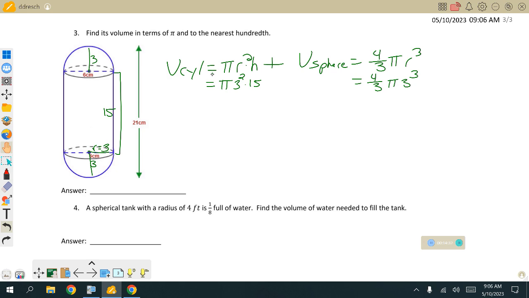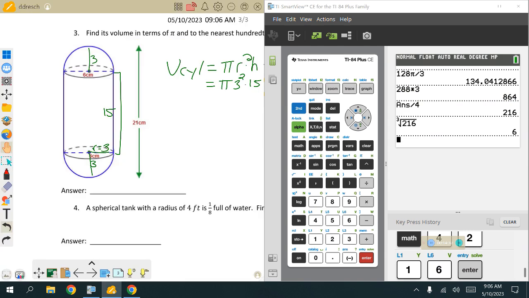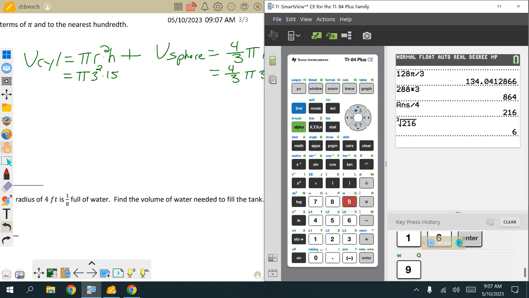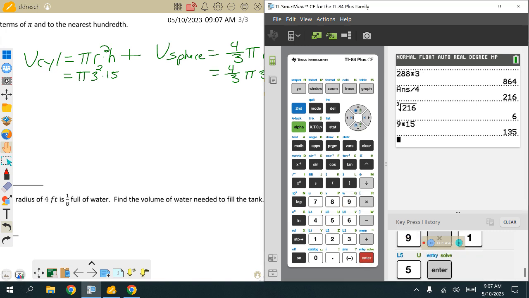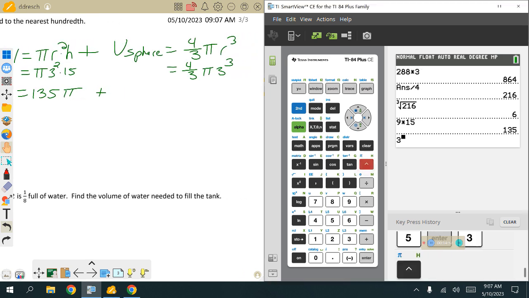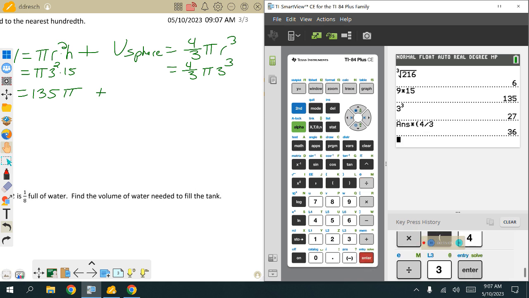After that, it's all about our calculator. So let's go to our calculator and punch some of that in. It says in terms of pi. So in terms of pi, it is 9 times 15. 9 times 15 is what? 135. Again, I'm not using pi. And for my sphere, 3 to the third times now 4/3. You should be doing that. That one comes out nice because we're dividing by a 3. 27 divided by 3 gives me 36 pi.